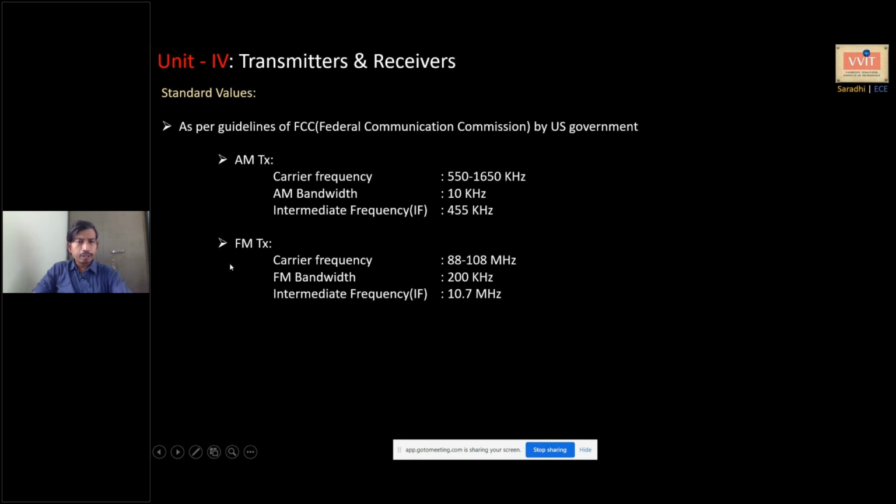Similarly, for FM transmitters, carrier frequencies are in the order of megahertz, and FM bandwidth would be 200 kilohertz. Then intermediate frequency is 10.7 megahertz. This is in the order of kilohertz, and all these things are in the order of megahertz, except the bandwidth, 200 kilohertz. AM is used essentially for speech communication. FM is used essentially for all sorts of audio communication. So its bandwidth is more, its bandwidth is less.